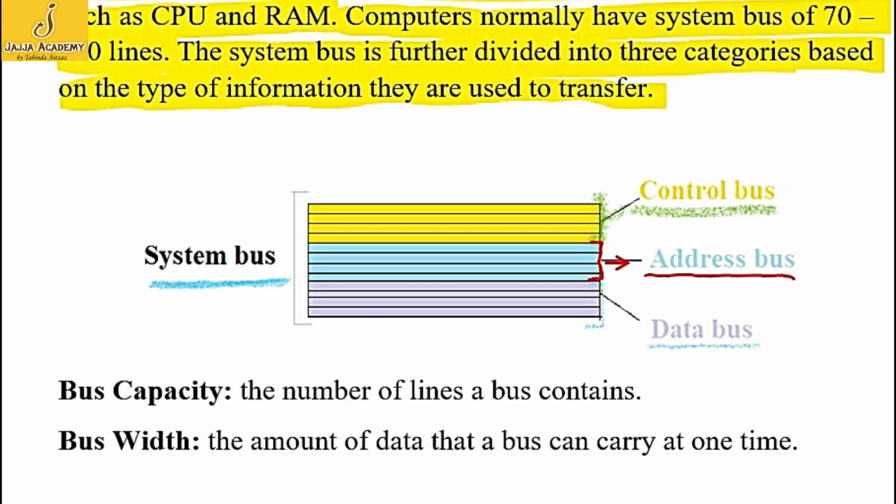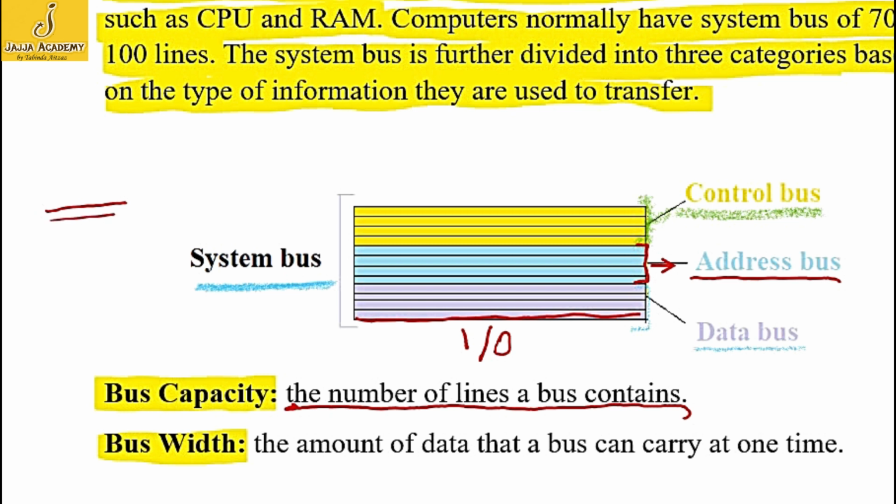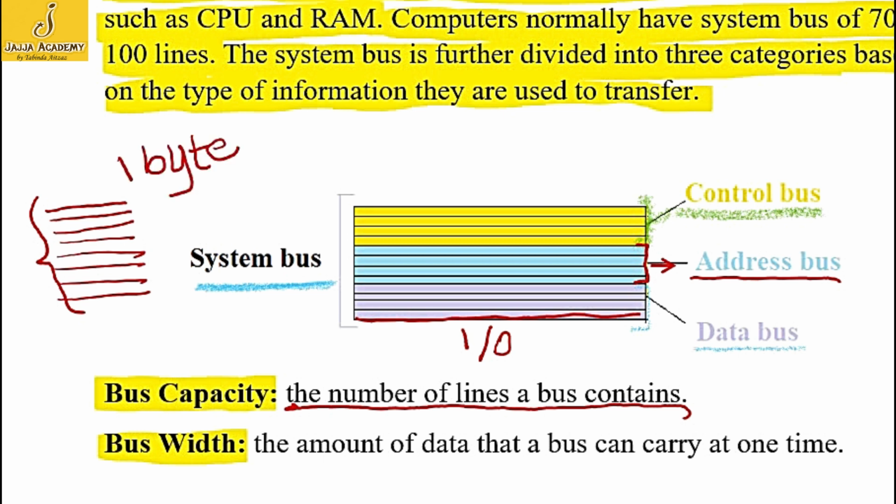A computer bus has two features: bus capacity and bus width. The number of lines a bus contains is called bus capacity. Every line carries one bit of information, either it is 1 or it is 0. So if there are 8 lines, 1, 2, 3, 4, 5, 6, 7, 8, if a bus contains 8 lines, then it can transmit 1 byte of data. So the greater the number of lines, the greater the capacity of a bus.